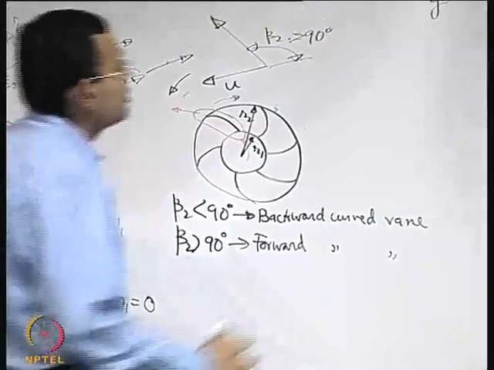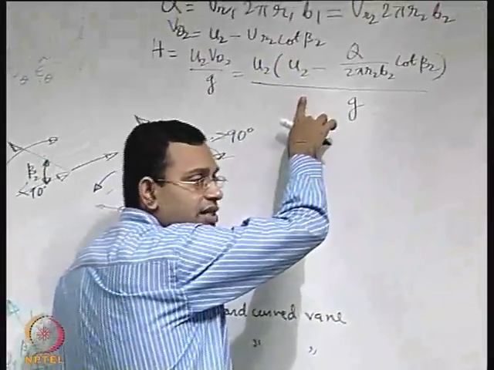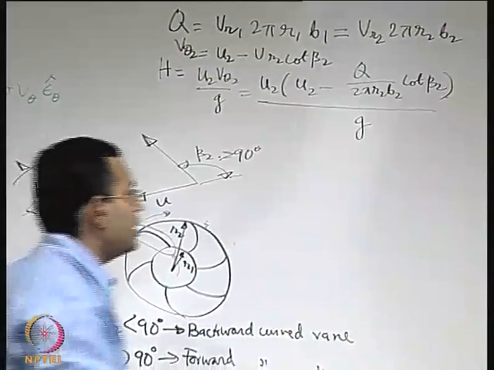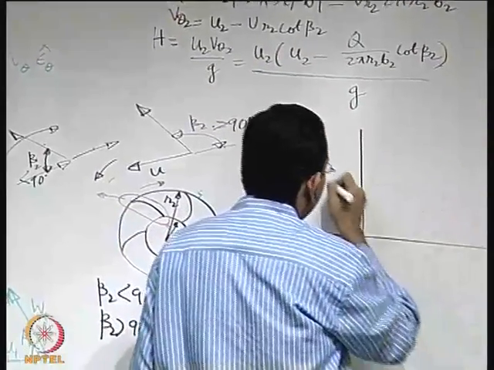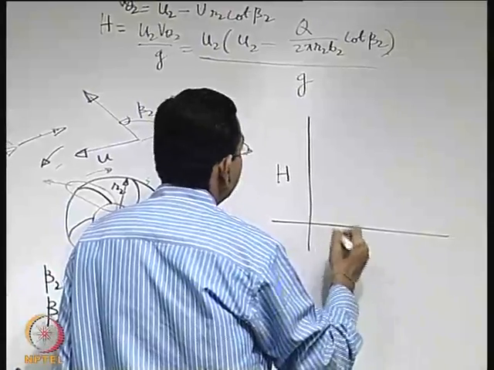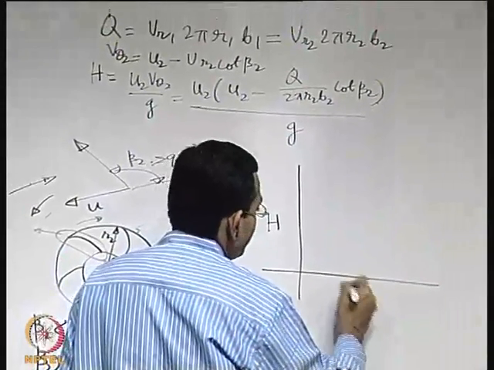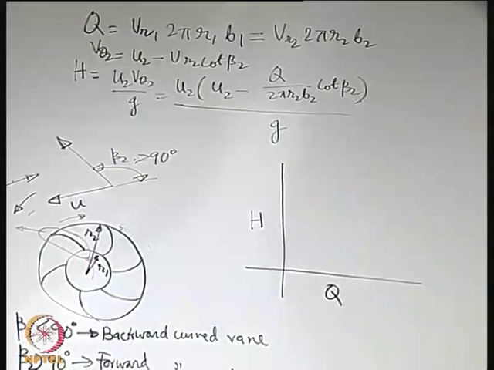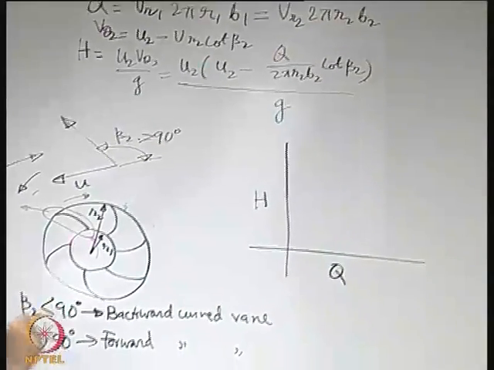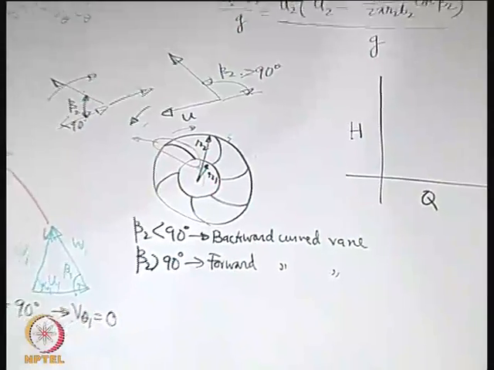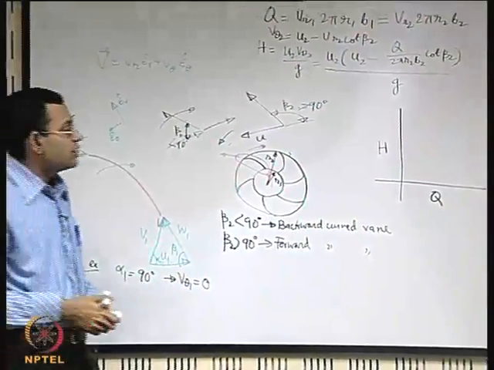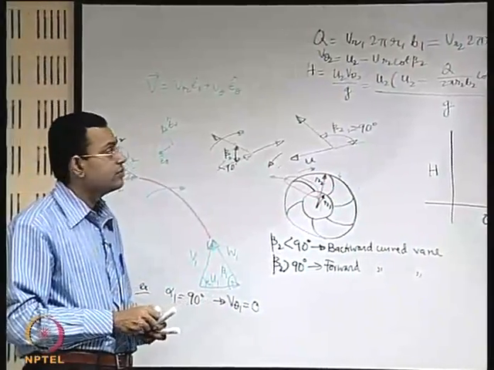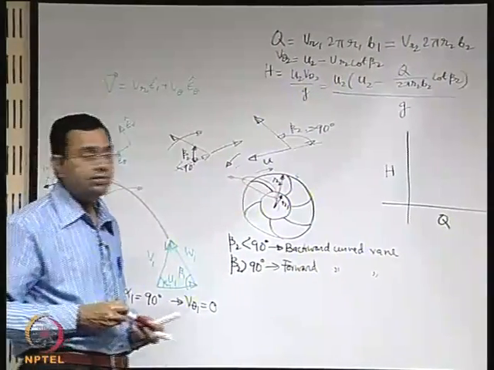Now, first of all, we have to remember that this is theoretical, this does not consider any non-ideality in the analysis, but it is good enough to have a sort of an insight. So, let us say that we plot h versus q, for different cases. One is beta 2 less than 90 degree, another greater than 90 degree, another equal to 90 degree. First of all, if beta 2 is equal to 90 degree, then how will it look? It will be a constant, right?